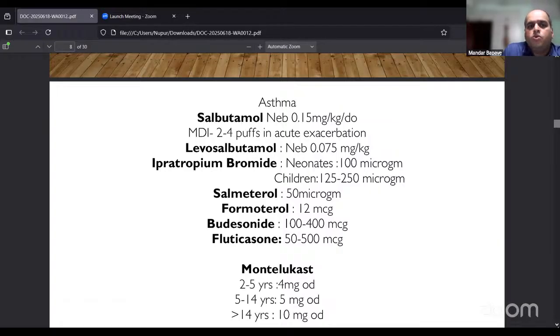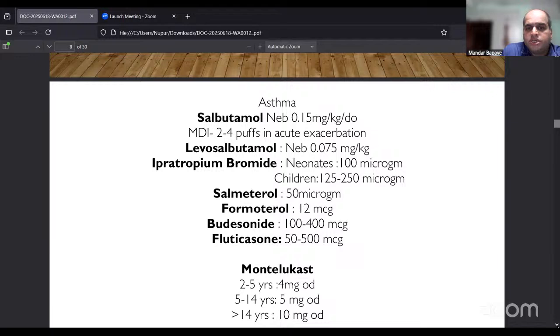So what we do is we give ipratropium bromide. The dose in neonates is 100 microgram, while in children it is 125 to 250 microgram. The long-acting bronchodilators like salmeterol and formoterol are available in metered dose inhalers. The doses are 50 microgram and 12 microgram respectively.